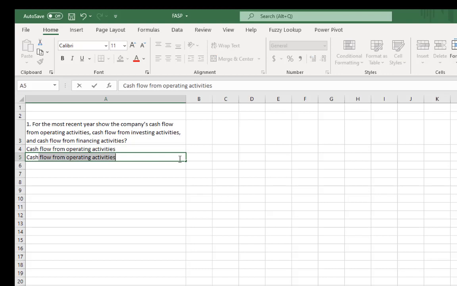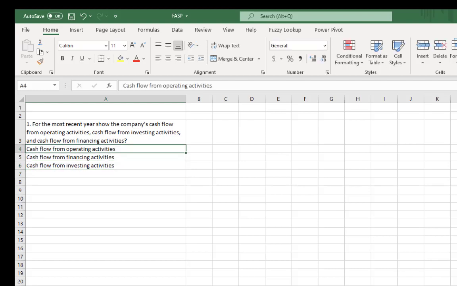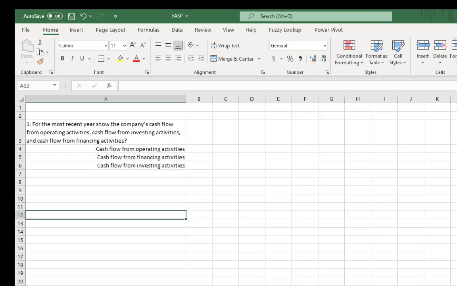cash flow from financing activities, and cash flow from investing activities. Now, again, just to make this look neat, I'm going to justify that so that they're all right there. I'm going to figure out what my most recent year. Now, we have to know that we're going to get this from what? The statement of cash flows.